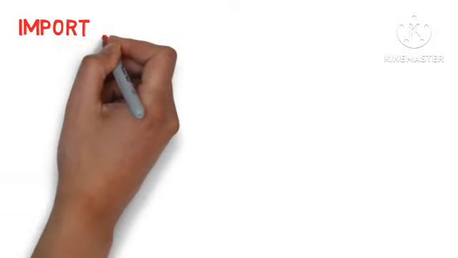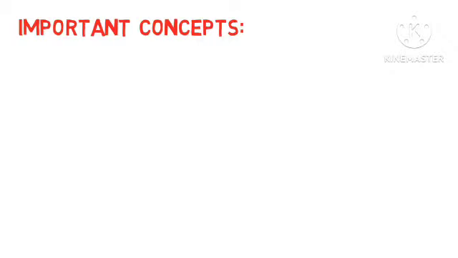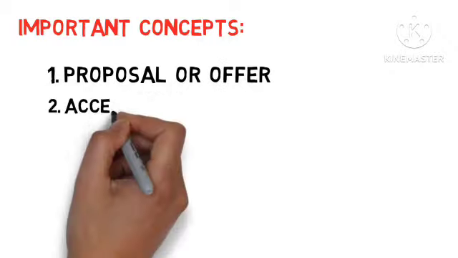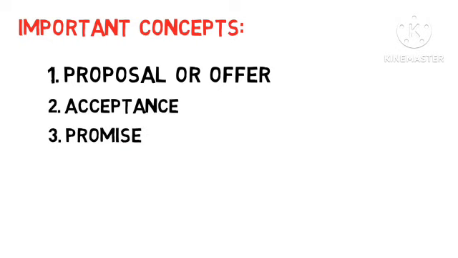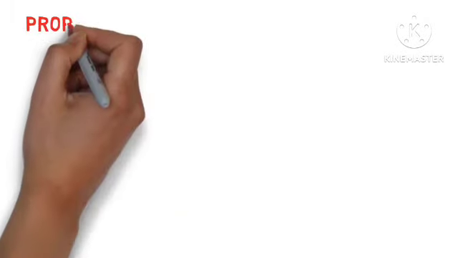There are a few concepts that we should know to understand the formation of a contract. These are proposal, acceptance, promise, consideration, and agreement. Now let's see these terms one by one.